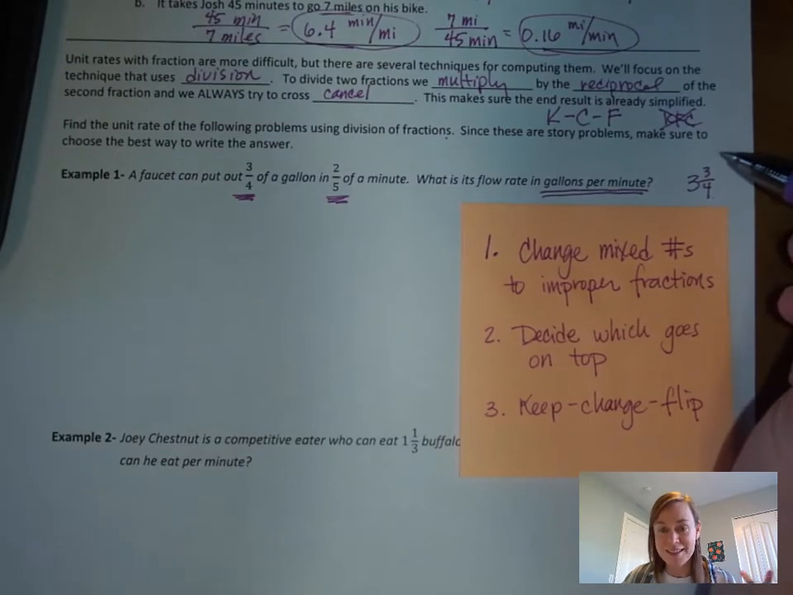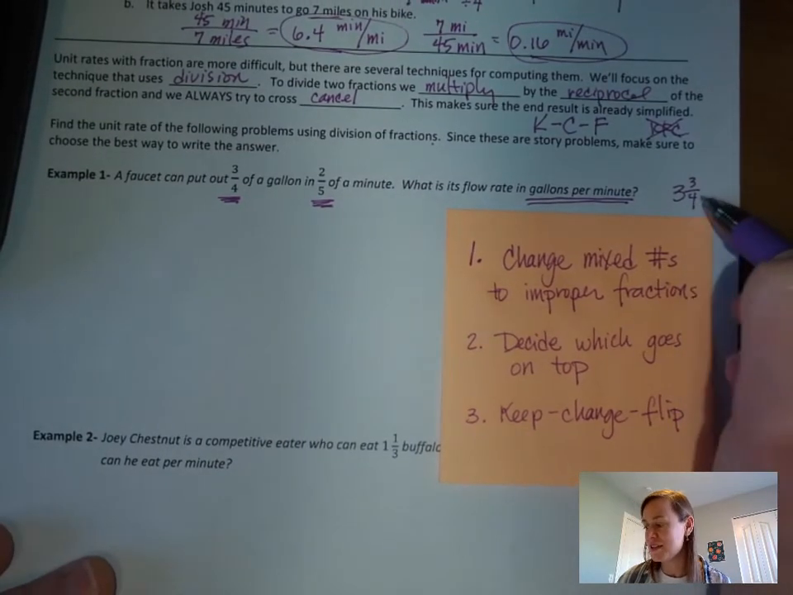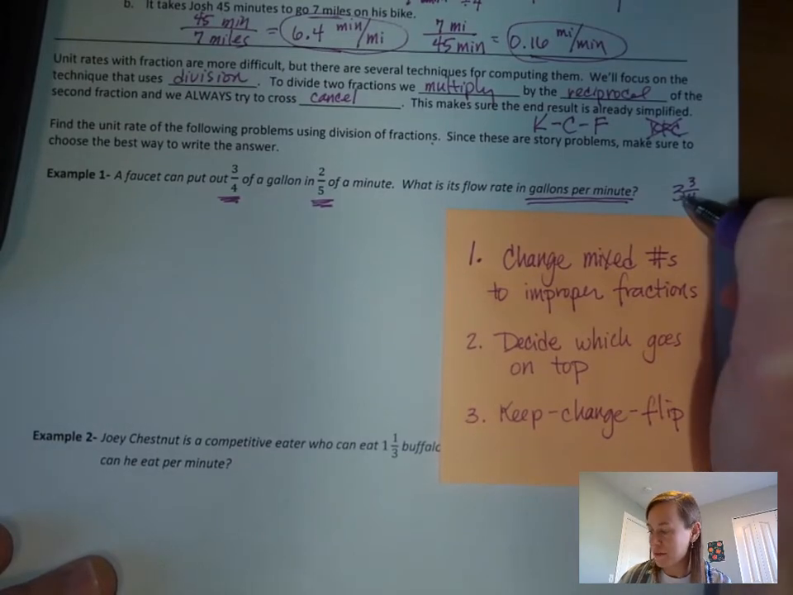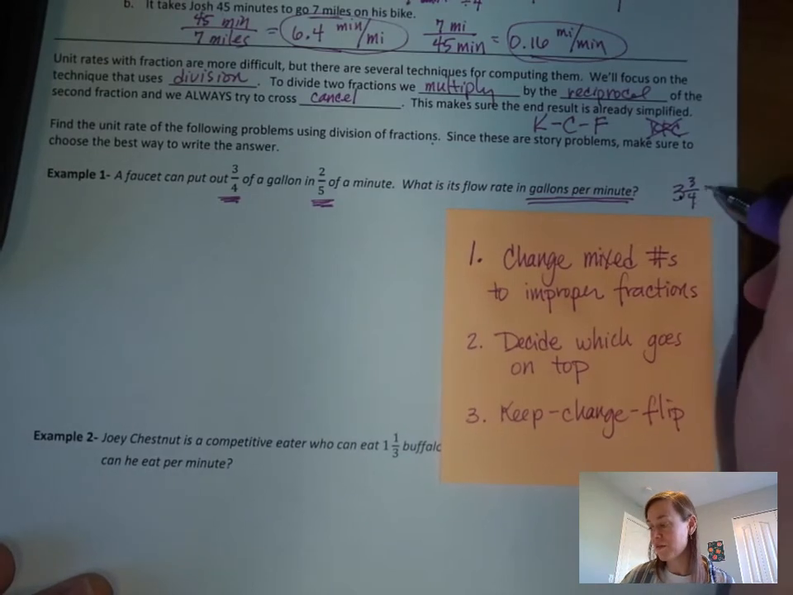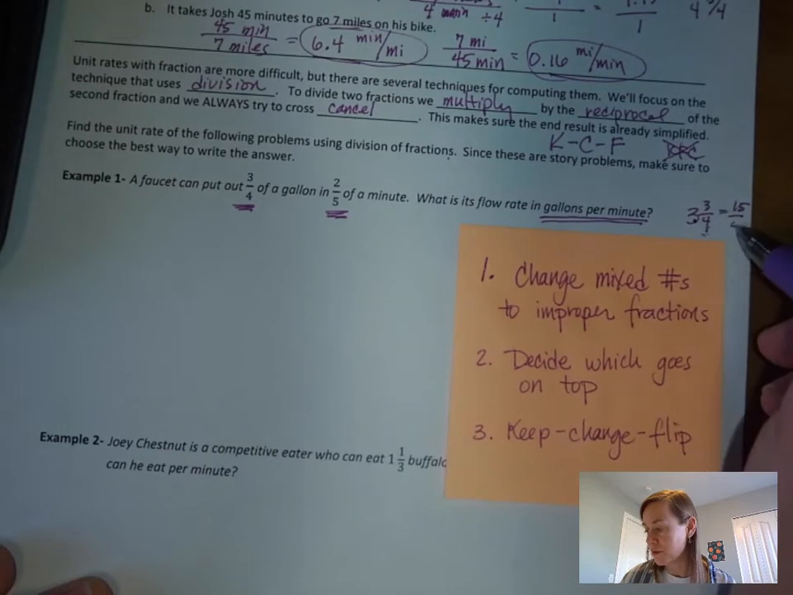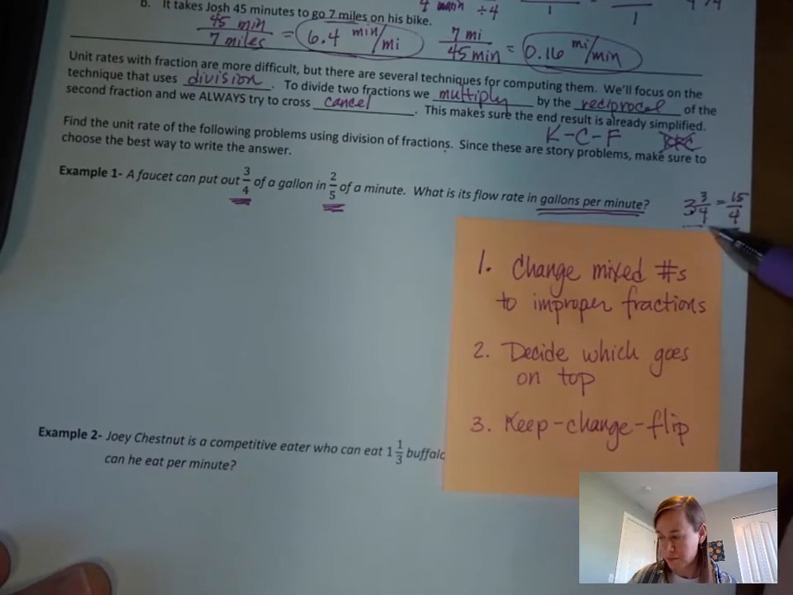The numerator is bigger than the denominator. Let me get my words straight there. So if we were going to change this to an improper fraction, just as an example, you would go 4 times 3, which equals 12. And then you add the 12 plus the 3, and you would get 15. And you would still have the same number on bottom, so it would be 15 over 4. So now here we have changed this mixed number into an improper fraction.